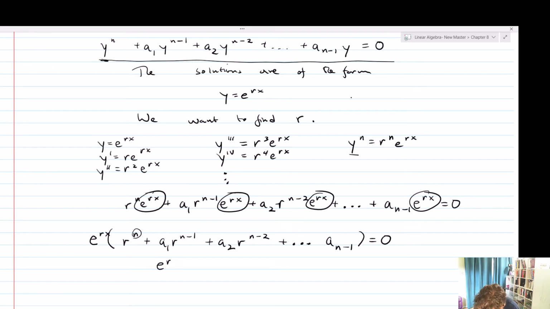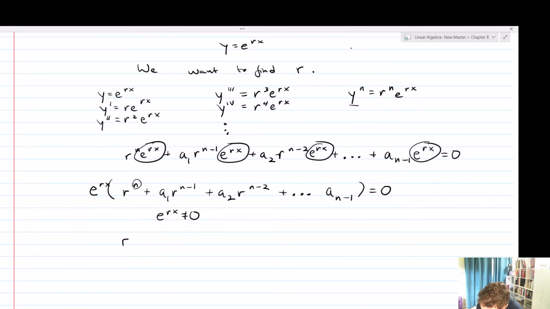E to the rx cannot equal 0. It never does, right? E to any power is never going to equal 0. So what that means for us is that r to the n plus a1 r to the n minus 1 plus a2 r to the n minus 2 plus dot, dot, dot, a sub n minus 1 has to equal 0. Okay? It has to equal 0.